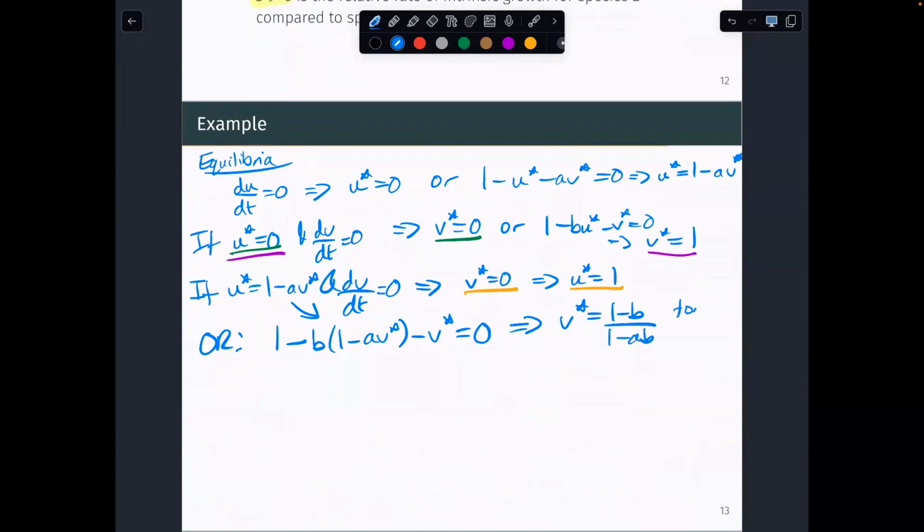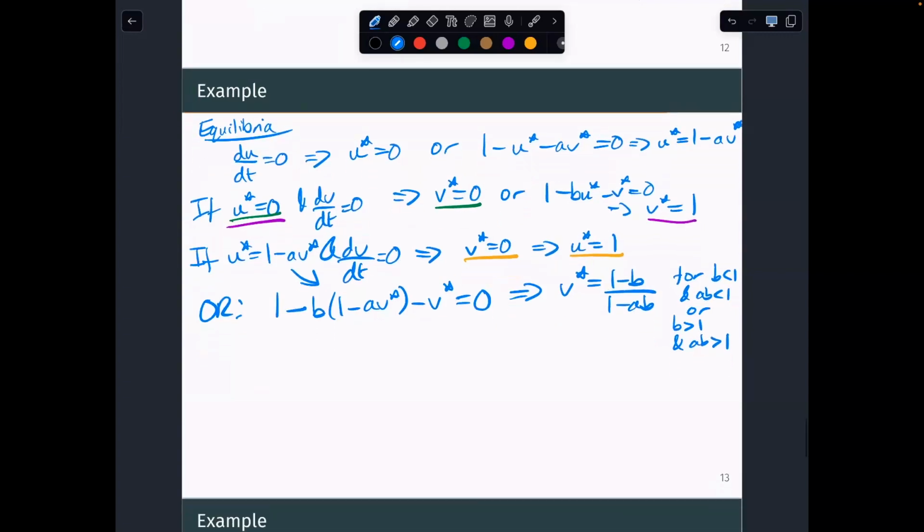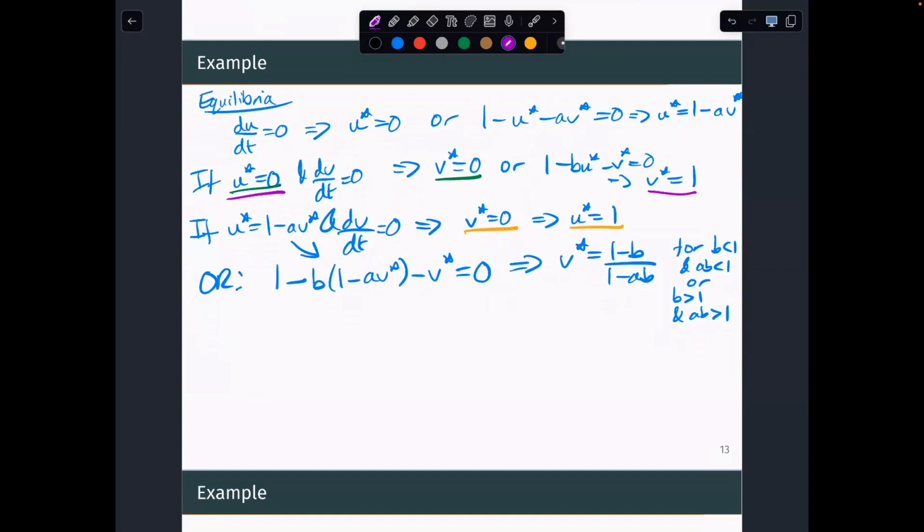And this is true for b less than 1 and ab less than 1, or b greater than 1 and ab greater than 1. Reason being that we can't divide by 0, so ab can't equal 1. And also, because we're talking about biological populations here, it can't be equal to 0 and it can't be negative. It can't be equal to 0 because I've already assumed that v star is non-zero. So this gives me a value here for v star. I now just need to substitute it back into my equation up here for u star.